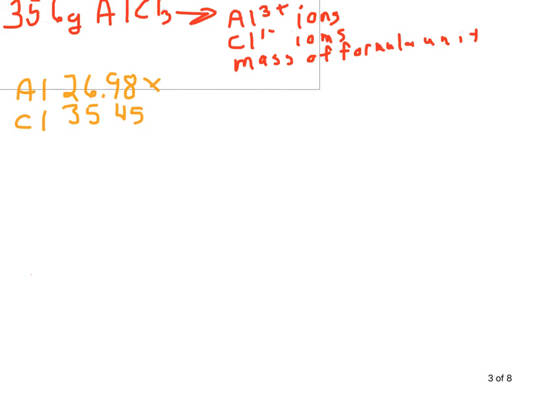Then in the formula, there's 1 aluminum for every 3 chlorines. Now we do a little multiplying, and we add these two things together. Multiply and add. Make sure you always are running these things through your calculator. It's 26.98 times 1. You don't have to enter times 1. Plus 35.45 times 3. And we get 133.33 grams per mole.